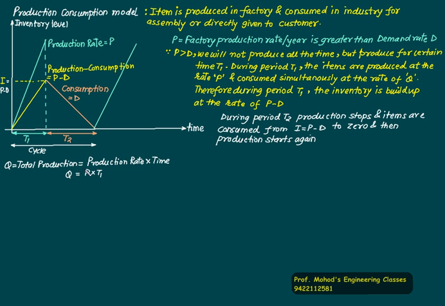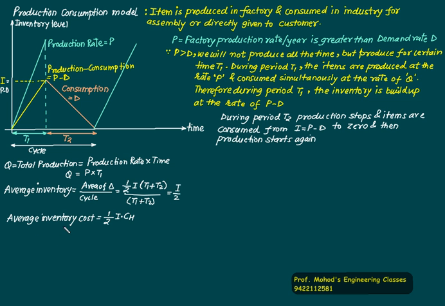Q is the total production, is given by production rate multiplied by time. Production rate is P over the time T1, so total production is Q equal to P into T1. Average inventory is given by area of this triangle divided by cycle time T1 plus T2. Area of triangle is given by half into I multiplied by T1 plus T2, and the cycle time is T1 plus T2. So we have average inventory equals to I by 2.